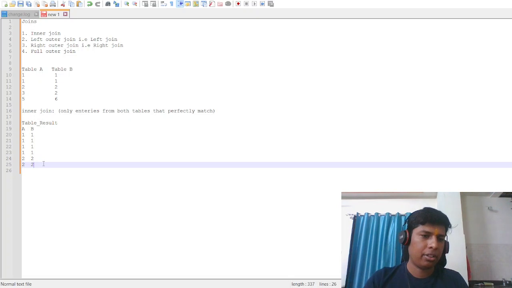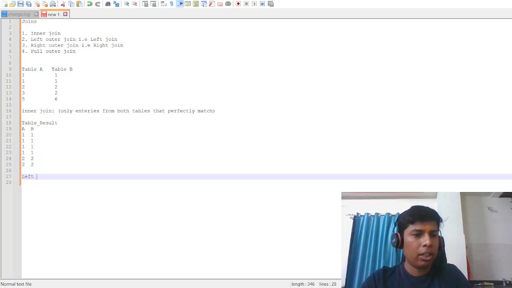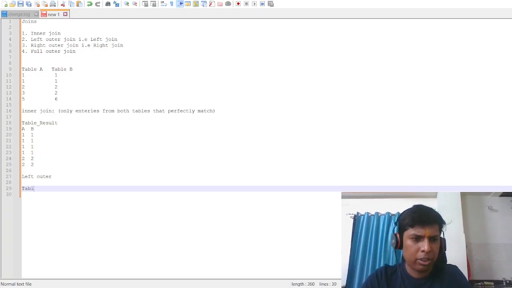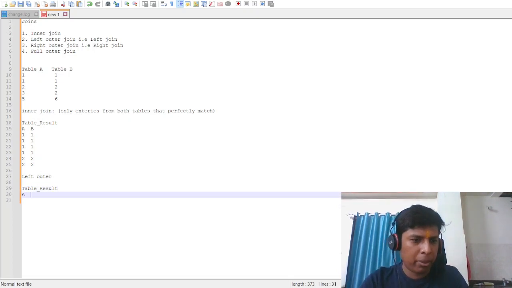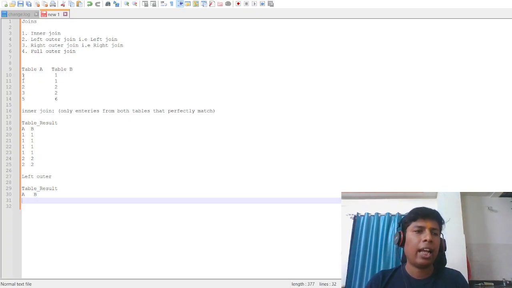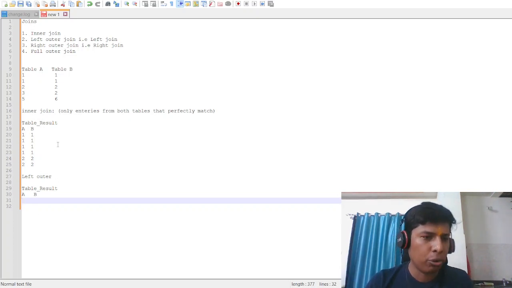Only the exact matches. Now comes the second one, left outer join. So the interviewer will mostly ask you what would be the output of left outer join or right outer join, because there come certain confusing situations. So that is why. So table result. This column is from table A and this column would be from table B. Okay. So left join works exactly as inner join for the cases that perfectly match, but it also takes the entries from table A that don't match with table B and replaces the entry for table B with null. Okay, I will show you how it works.